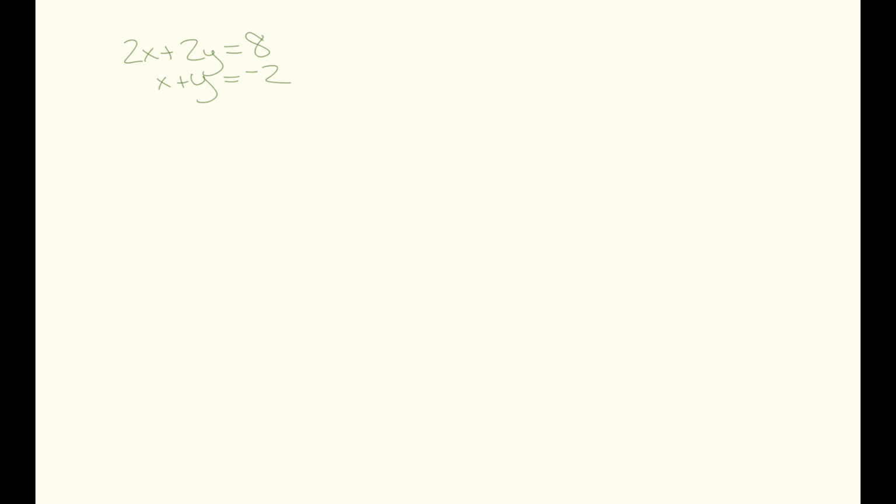In this last problem I want to show you, we've got 2x plus 2y equals 8 and x plus y equals negative 2. Again, neither variable is solved for, so it doesn't matter which one you do. I choose the easiest. You can do the x or the y. It doesn't matter. I'm just going to choose the y because I want to. All right, so if I've got x plus y equals negative 2, to get the y by itself, I'm going to subtract the x from both sides.